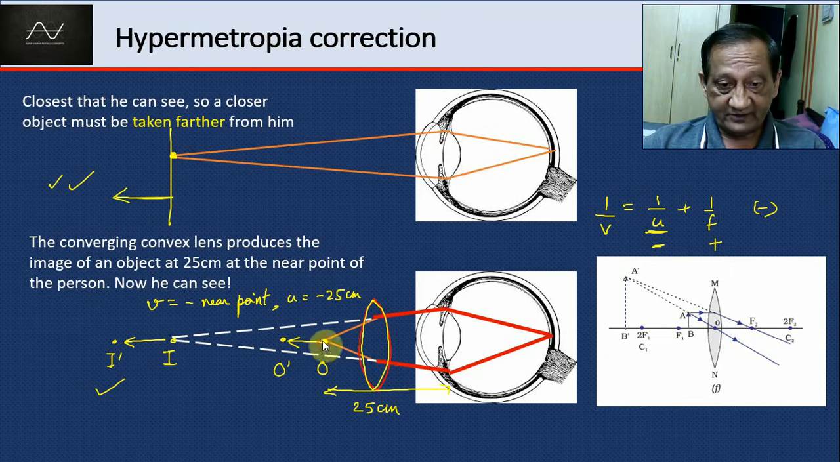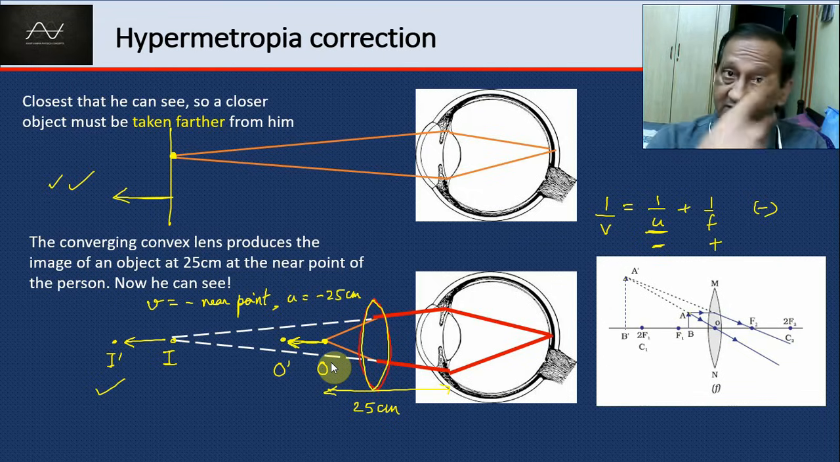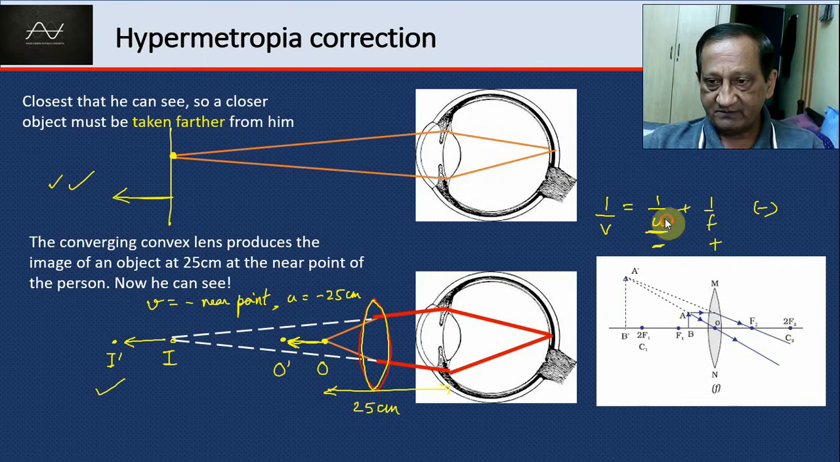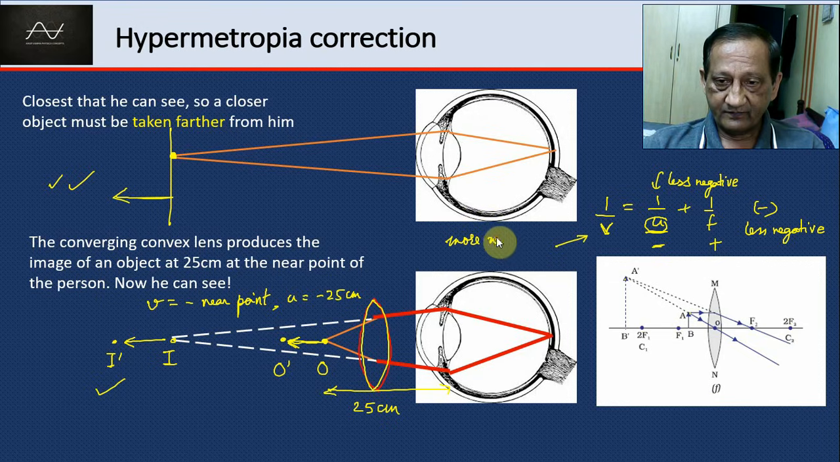Now, if we take the object farther away, then the magnitude of U is increasing, but it's still less than the focal length. So this magnitude increases. Therefore, this term becomes less negative. And the overall 1 by V becomes less negative. Therefore, since it is a reciprocal of V, V becomes more negative. More negative means going farther. And he doesn't have a problem with that.